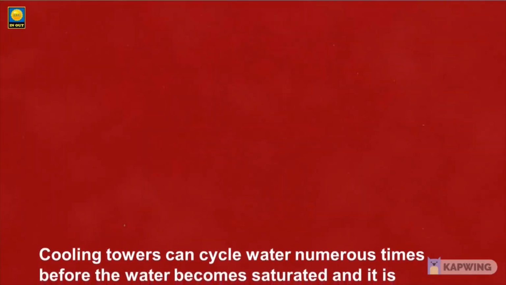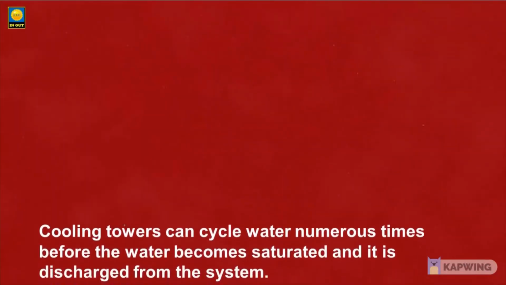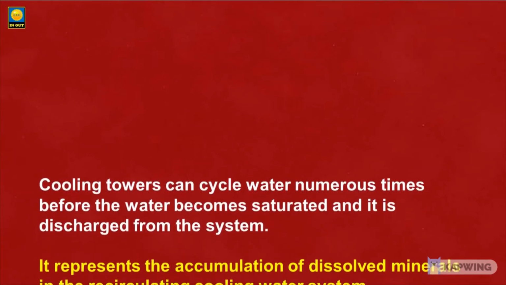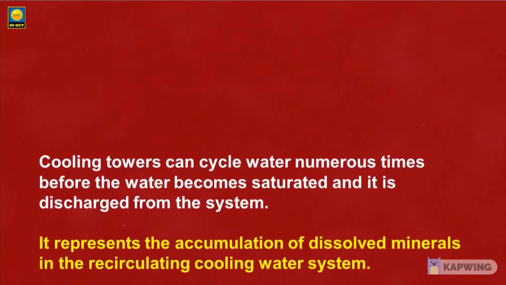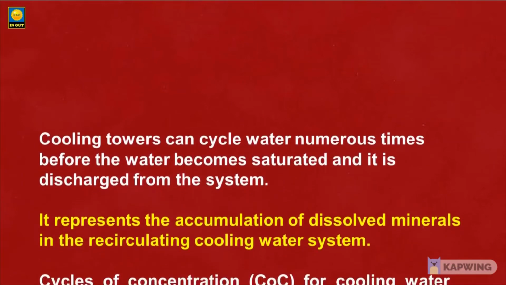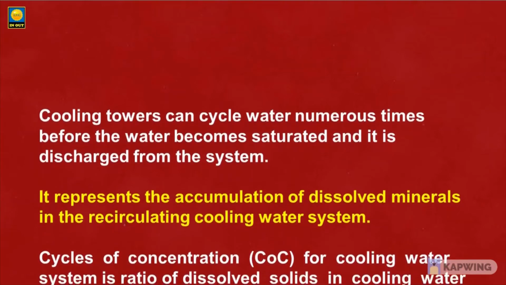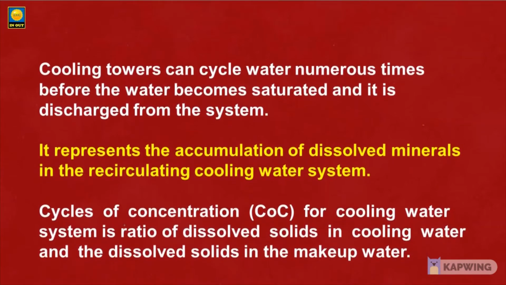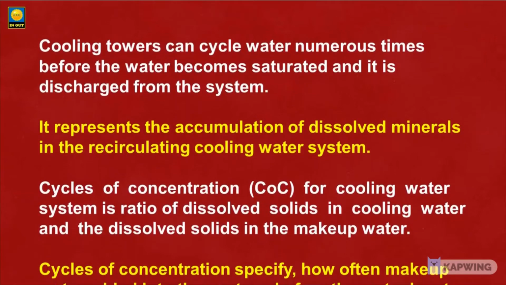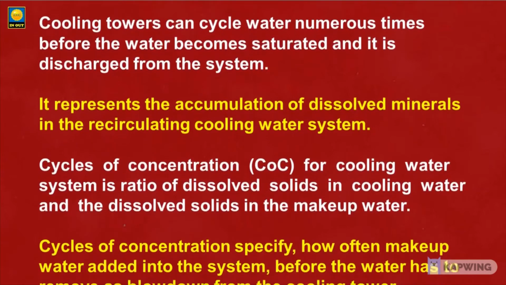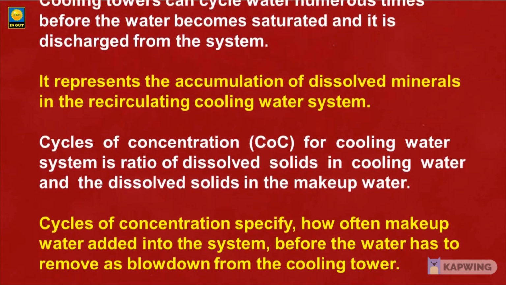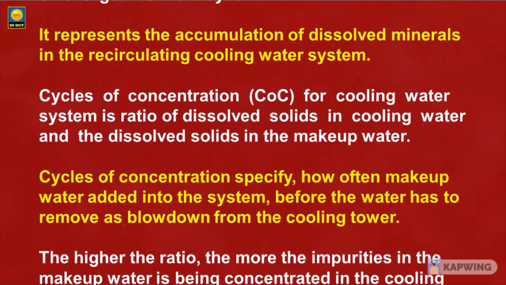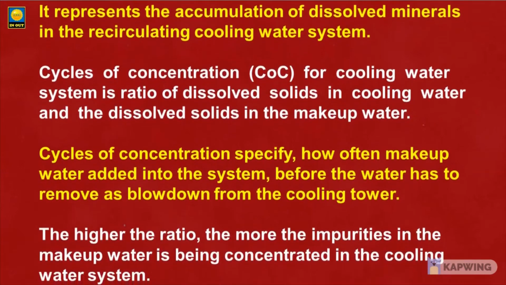Cooling towers can cycle water numerous times before the water becomes saturated and it is discharged from the system. It represents the accumulation of dissolved minerals in the recirculating cooling water system. Cycles of concentration for cooling water system is the ratio of dissolved solids in cooling water and the dissolved solids in the makeup water. Cycles of concentration specify how often makeup water is added into the system before the water has to be removed as blowdown from the cooling tower.